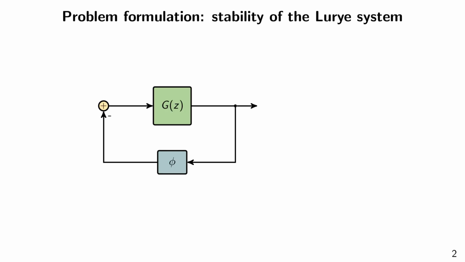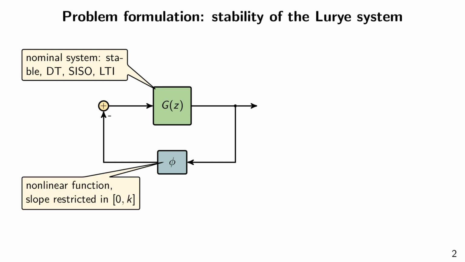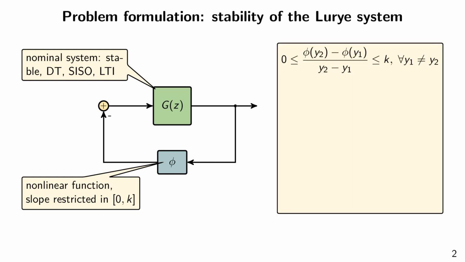We first discuss the nominal case without uncertainty. The block diagram you see here is the discrete-time nominal Lurye system. It consists of the nominal system G that is a stable discrete-time SISO LTI system. G is in negative feedback interconnection with the nonlinearity phi. Phi is a nonlinear function slope restricted in the interval [0,k]. That means that between any two distinct points y1 and y2, the slope of phi is non-negative, and it is at most k. Let's take a look at some examples.